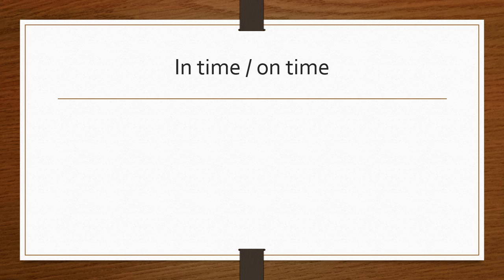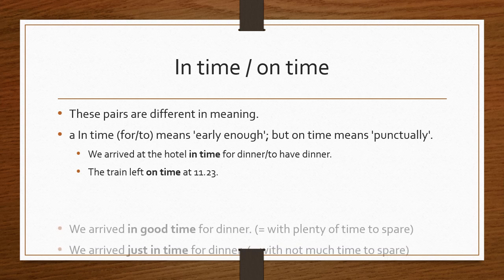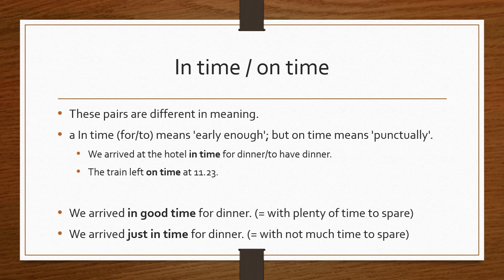So now let's try to understand the difference between in time and on time, an idiomatic phrase. These pairs are different in meaning. In time for or to means early enough, but on time means punctually. We arrived at the hotel in time for dinner, that means early enough to have dinner. The train left on time at 11:23, that means it left punctually at the time mentioned. So when we say we arrived in good time for dinner, it means plenty of time to spare. We arrived just in time for dinner could mean not much time to spare.